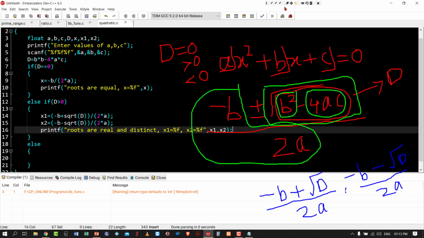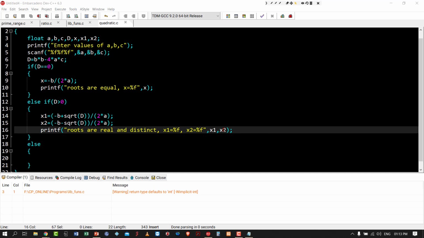Any doubt in this one? If anybody has any doubt, please ask. Otherwise, type clear in the chat box. Okay, next one is very important. Listen carefully.